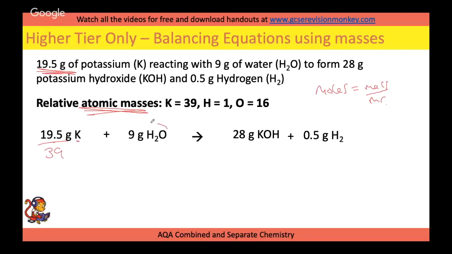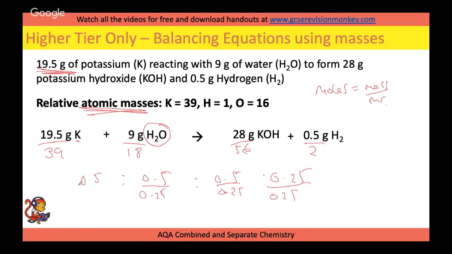9 grams here. H2O would be 2 lots of H plus 1 lot of O, which is 18. K plus O plus H would be 56 for a relative formula mass, and then H2 is 2. If you do that, you will get a ratio of 0.5 to 0.5 to 0.5 to 0.25. So we're nearly there to balancing our equation, but it can't have decimals in. So if you divide everything by the smallest one, that will give us a ratio of 2 to 2 to 2 to 1.